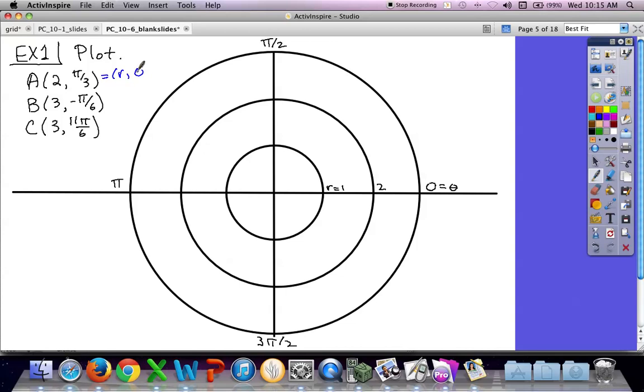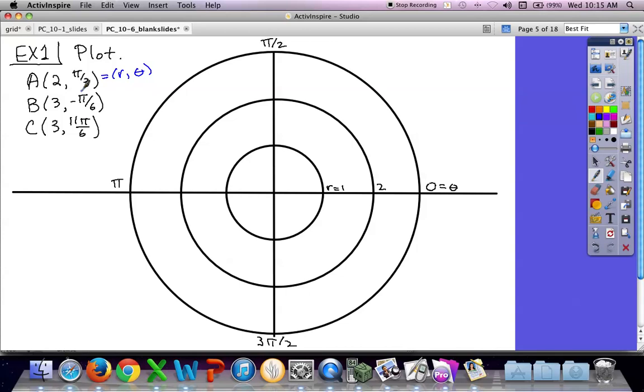So the first number is telling you which circle or where you should be. Like 2 means I need to get out onto this circle, and then I need to find where on that circle is the angle pi over 3. Well, where's pi over 3?